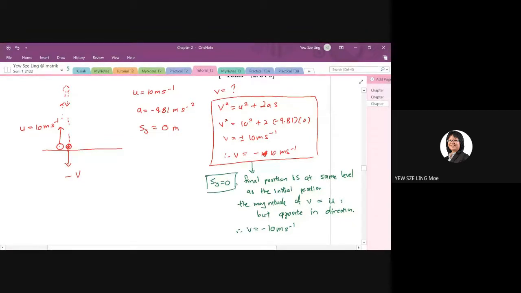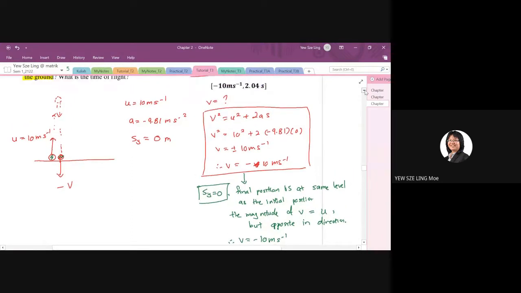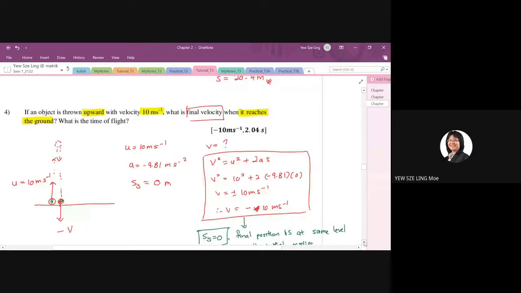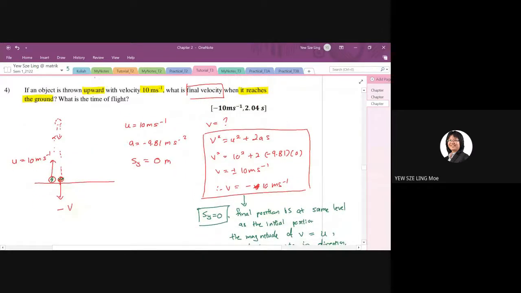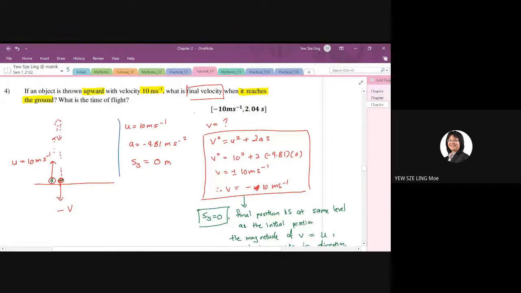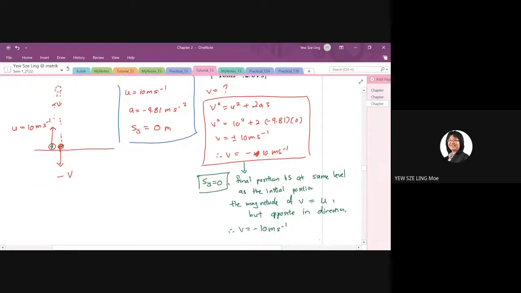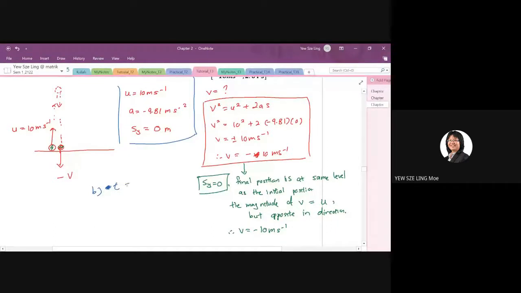So when SY equals 0 and an object undergoes free-fall motion, then the initial and final velocity will have the same magnitude, but opposite direction. All right. So once you have V equal to negative 10, you can then calculate the time. Or you can straight away use the information here to calculate the time. So question B. Time is an unknown.